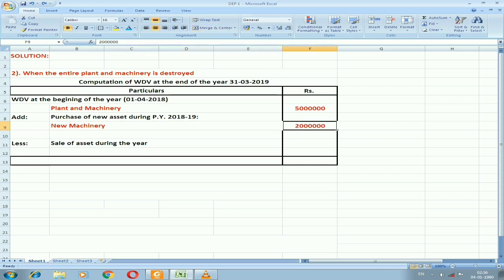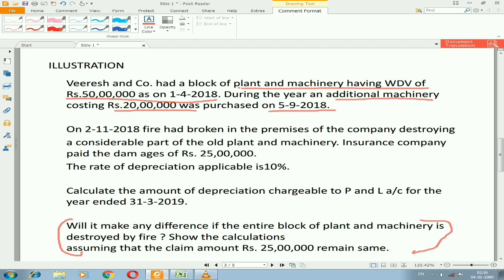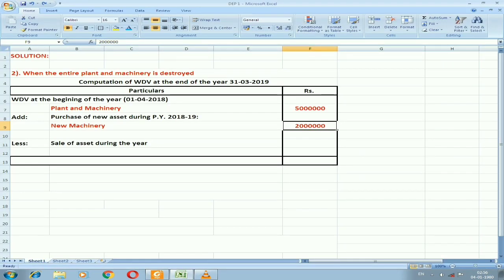After that I need to consider sale. Both the plant and machinery have been destroyed, and because of that the insurance company gave some claim amount. That claim amount is also income, so I'm supposed to consider it here. They have said we need to assume the claim amount of rupees 25 lakhs. That 25 lakhs claim amount I'm supposed to consider under sales. By deducting this income from the opening value as well as the purchase made during the year, we will get whether we got a loss or profit from using plant and machinery. So I'm writing it, amount of claim 25 lakhs.